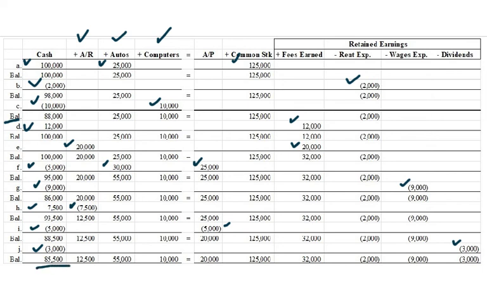And all we have down here is all our final balances for all our asset accounts. 85.5, 12.5 for AR, autos at 55, 10,000 computers. And that'll be equal to our $20,000 balance in AP plus our 125 in common stock. And again, if we net all of this here, this will be what the ending balance in retained earnings is, which I will tell you what it should be.